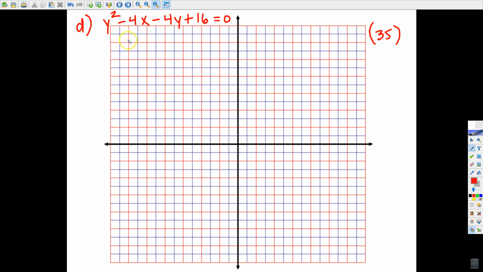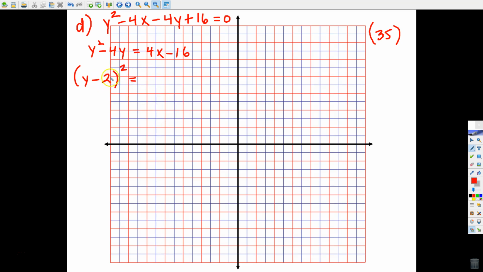Okay, let's try this problem, which matches up pretty closely to your number 35. This time, I noticed that y squared, I'm going to be completing the square on y, so I'm going to put my y terms together on the left side so that I can set up completing the square, and then the x term and the constant is going to go to the right side. So I added 4x and subtracted 16. Complete the square on y. I get y minus 2 quantity squared.